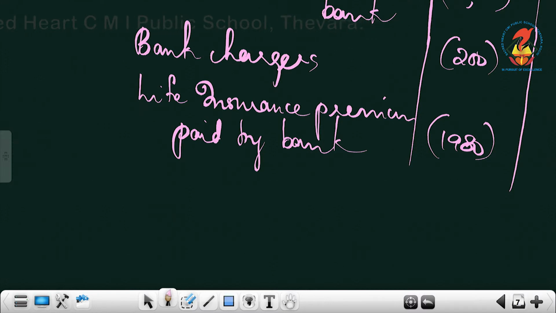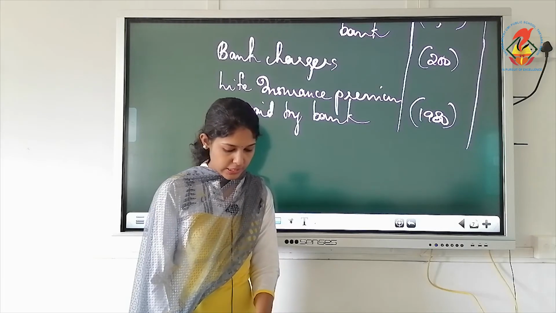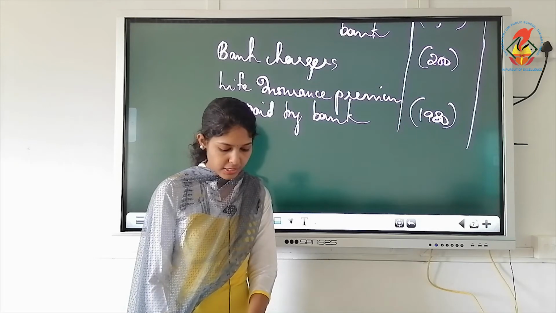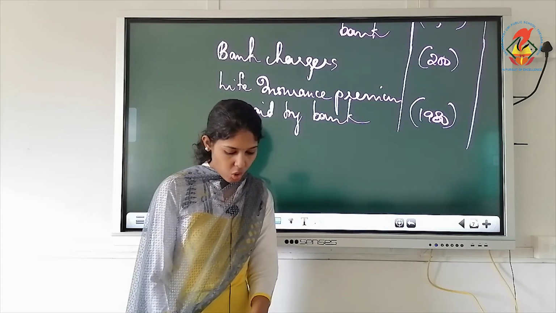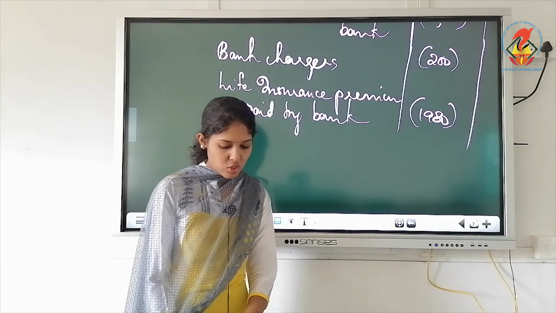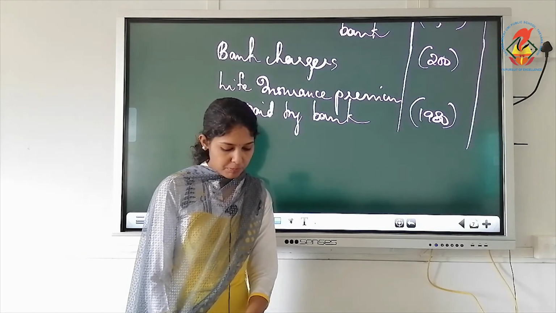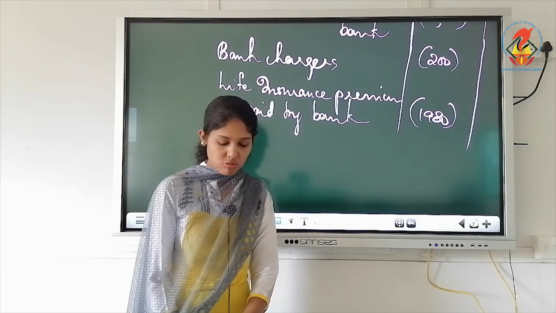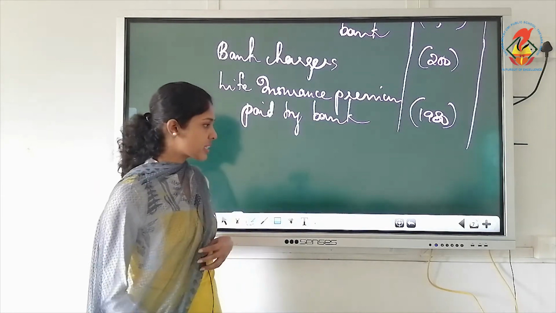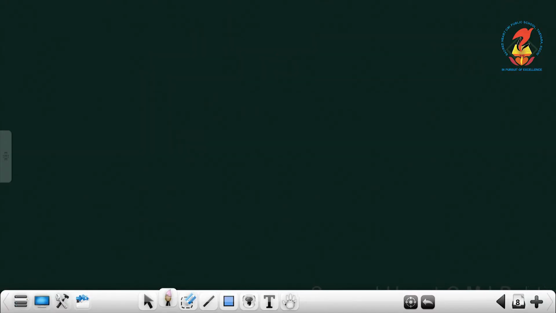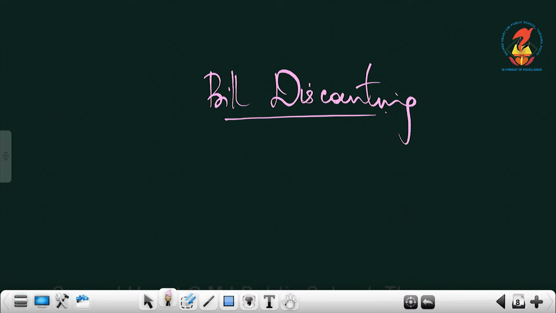Then next one, bill for rupees 3,000 discounted with the bank for rupees 2,850 in February, dishonored, and noting charges paid by the bank. Amount is 100. The noting charges is 100. The bill amount is 3,000. Now I will explain one term, that is bill discounting. It's a new term for you. Please listen carefully and understand this concept.